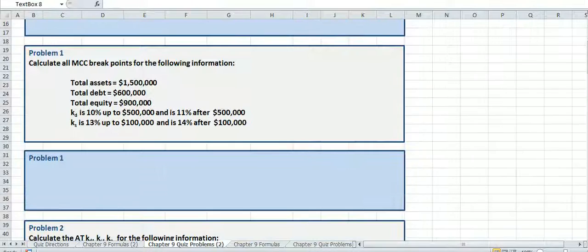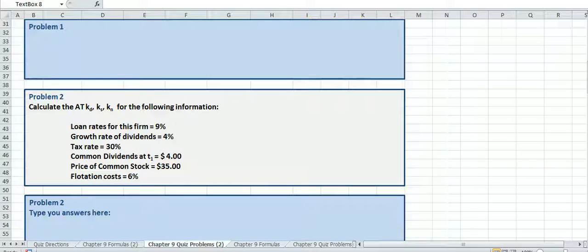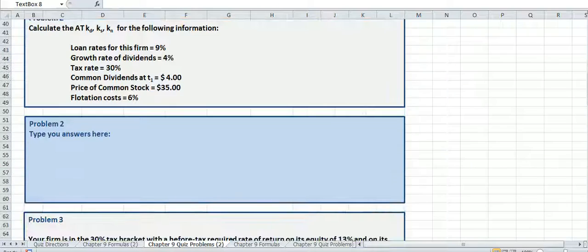And then you have a problem where you're going to be looking at the cost of debt, cost of common stock, and cost of new stock. So if you look at this, you can see this is one of those ones where they're giving you the flotation cost as a percentage. So make sure you use the right formula that has you put those costs in as a percentage, and type your answers here.